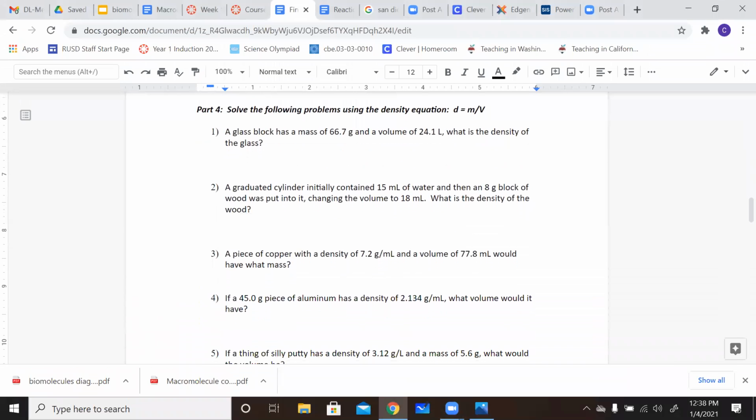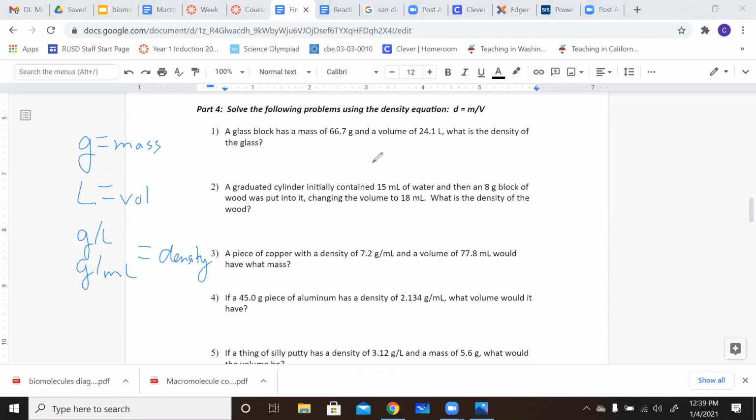Part 4 is using the equation density equals mass divided by volume. This is a plug and chug equation. All that you need to know is which unit is mass and which unit is volume. So if you see the unit grams, any derivation of that is going to be your mass. If you see any derivation of liters, that's going to be your volume. Okay, and if you see grams per liter or grams per milliliter or something like that, that's going to be your density.